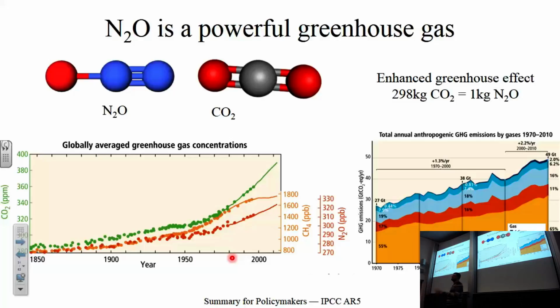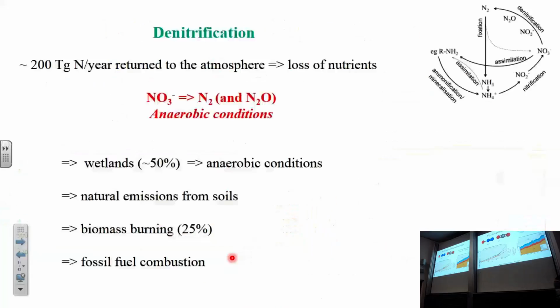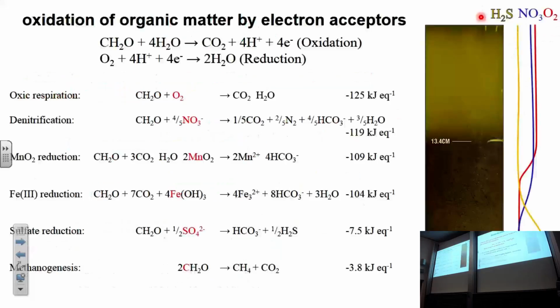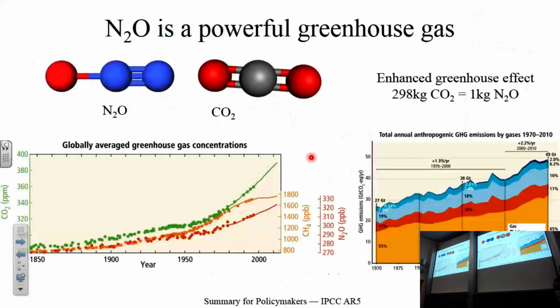The N2 is just what the atmosphere is made of, but this intermediate N2O, just to highlight this intermediate step again, we go from nitrate to NO2 to N2, and there's also some N2O formed in this denitrification process. This is a problem because it's a very powerful greenhouse gas. One kilogram of N2O is worth almost 300 kilograms of carbon dioxide.